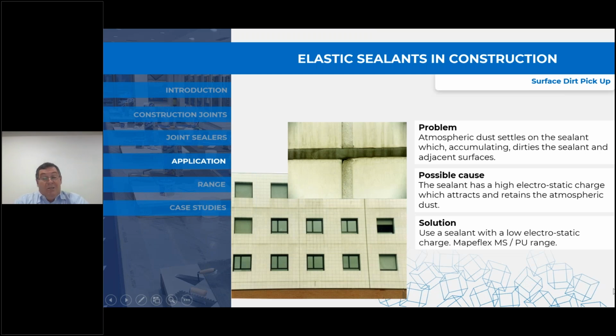And the solution for that is to use a low electrostatic charge type material, and that can be a Mapei MS, so an MS polymer, or a polyurethane type product. So it's important to not only understand it may be doing a perfect job in the sealing function, but aesthetically, or the damage that it can be causing to other components can be irreversible.